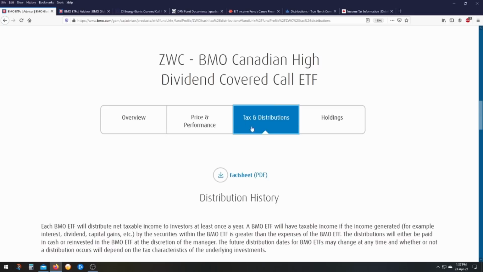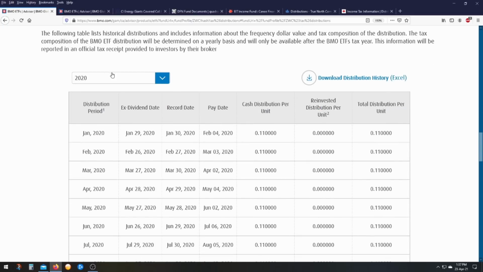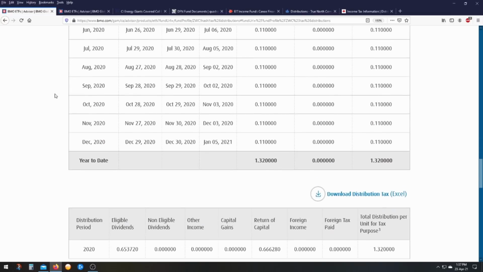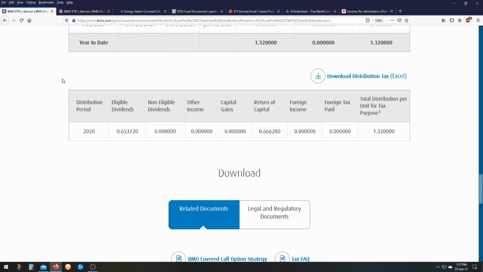So all you got to do is click on tax and distributions. You select 2020. You can't see the breakdown of 2021 until the whole year is done, right? So we'll go back to 2020 here. And if you go all the way down to the bottom, you could actually see the whole breakdown of the income. So the total dividend per share for 2020 is $1.32 per share.